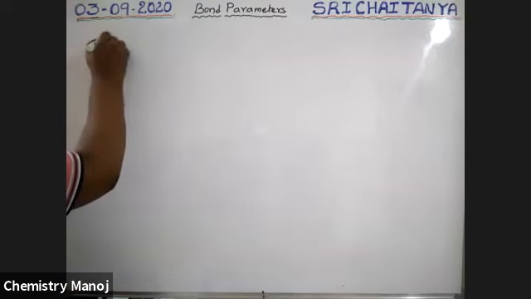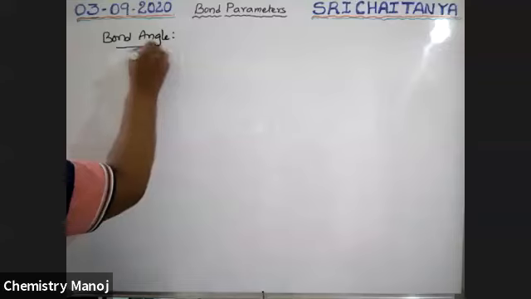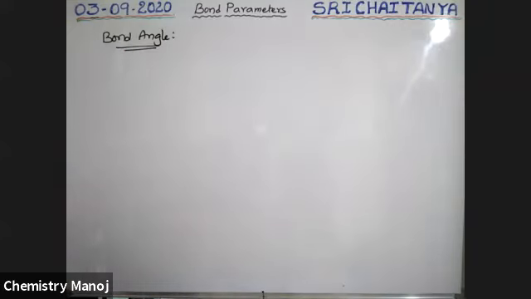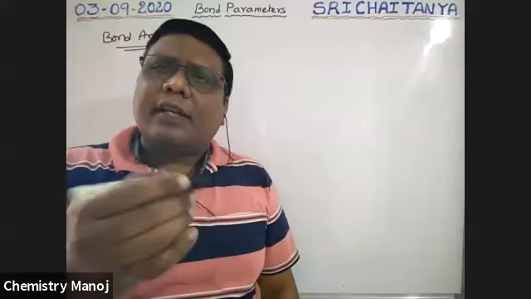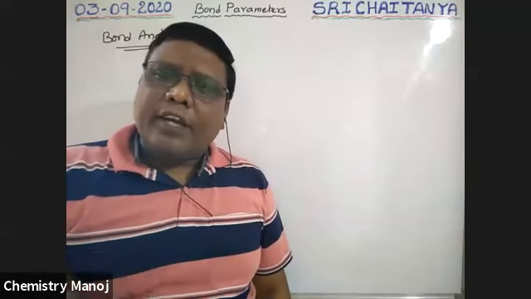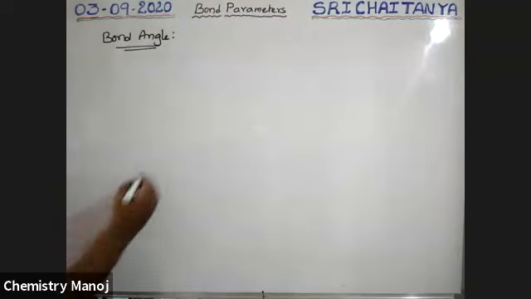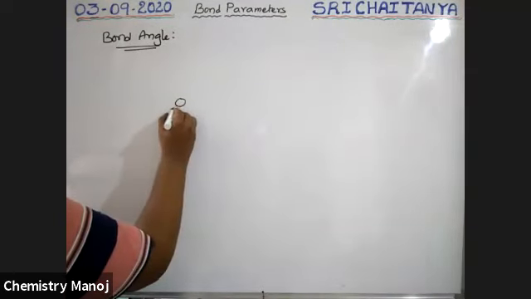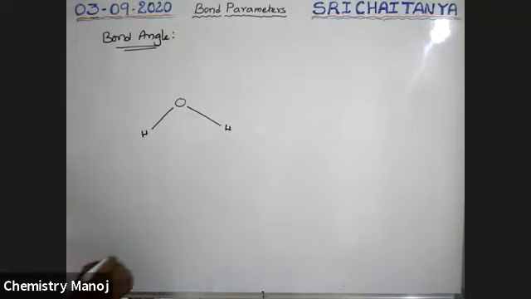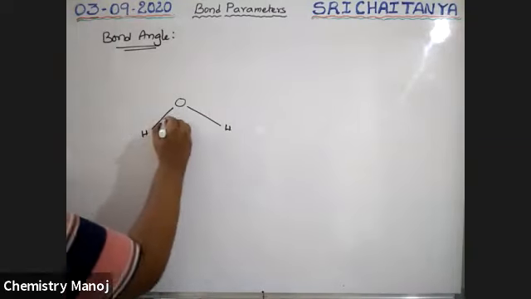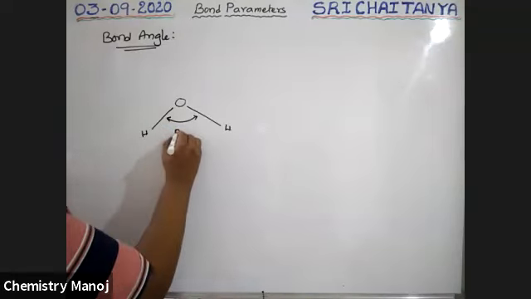What is bond angle? Bond angle means the angle between two bonds at the central atom. Let us take an example: H2O. Oxygen is the central atom, with two hydrogens. Oxygen with hydrogen gives two bonds. So the angle between two bonds at the central atom is the bond angle.